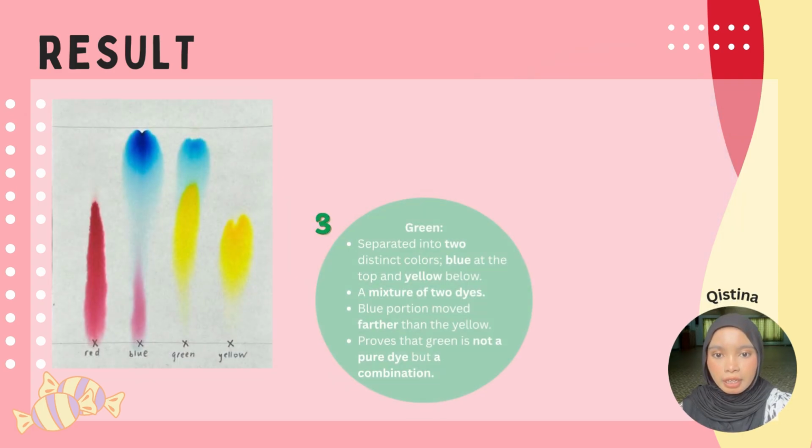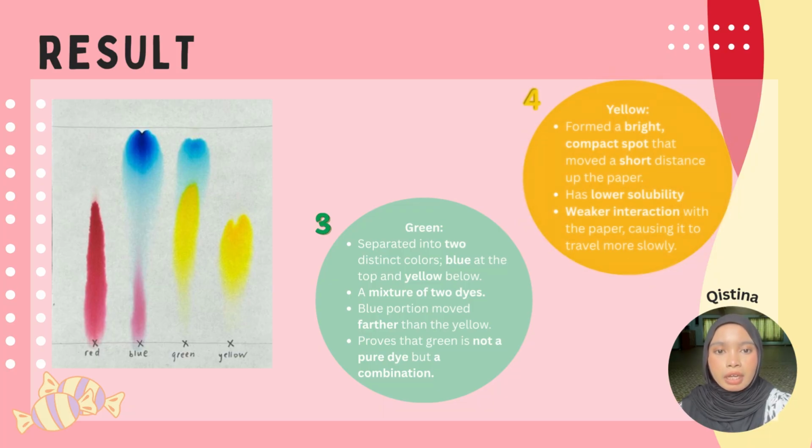Moving on to the green dye. Green dye separated into two distinct colors, blue at the top and yellow at the bottom. A mixture of two dyes. The blue portion moved farther than the yellow. It proves that green is not a pure dye but a combination. Lastly, yellow dye. Yellow dye forms a bright compact spot that moves a short distance up the paper. It has lower solubility. It also has weaker interaction with the paper, causing it to travel more slowly.